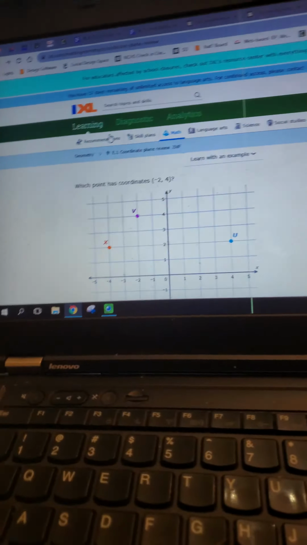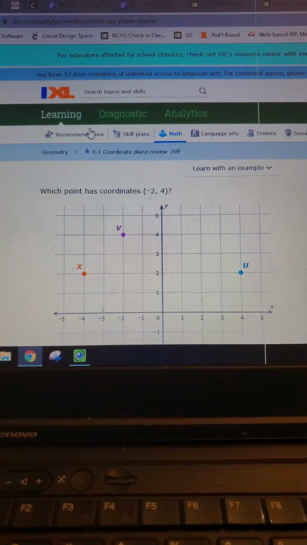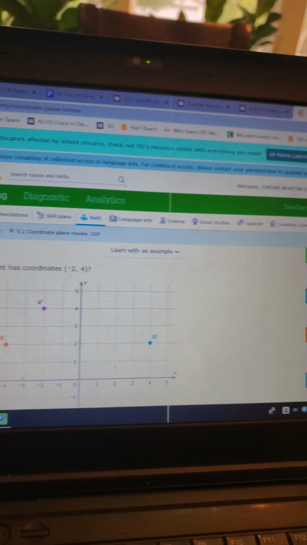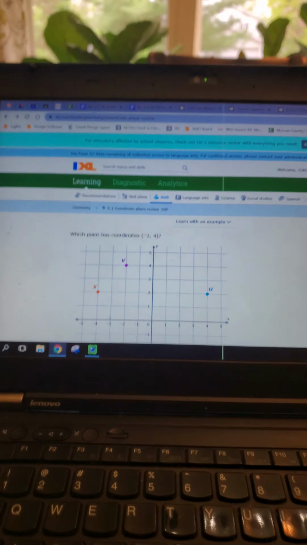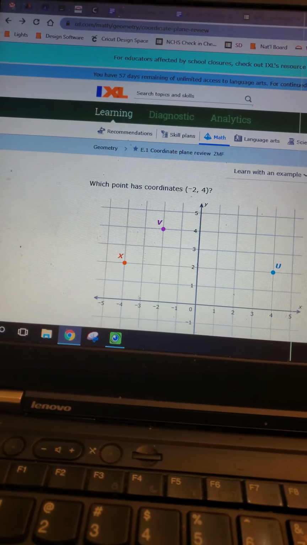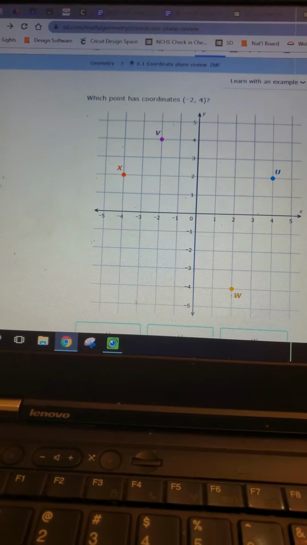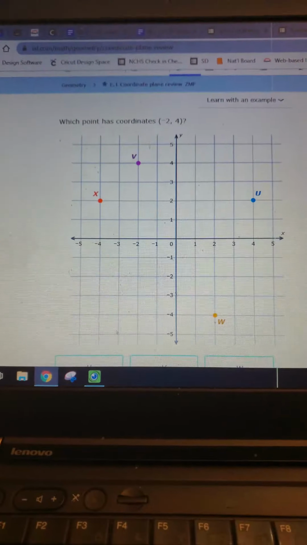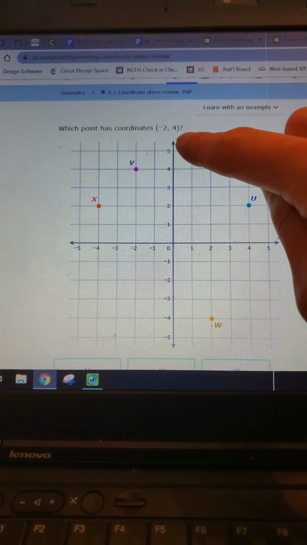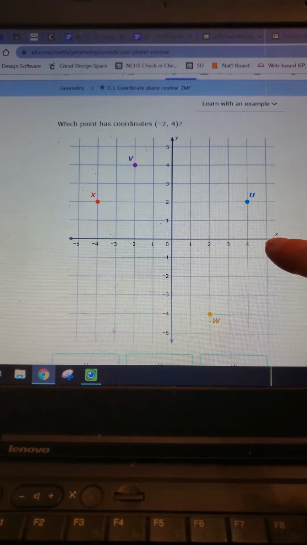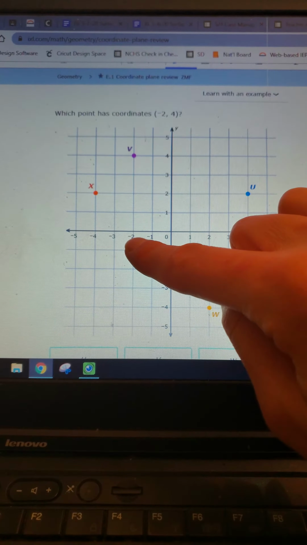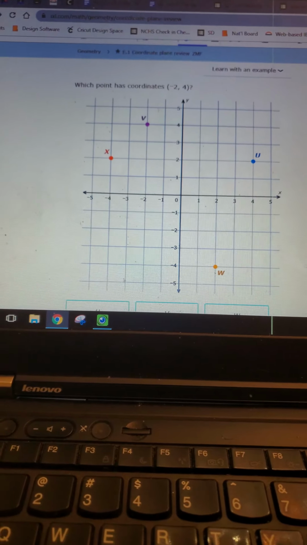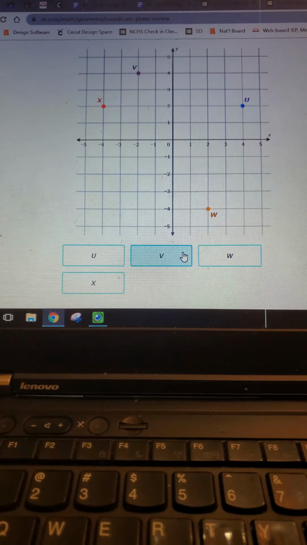And then IXL will have us do a couple of different things in the problems. We're going to work, what did I say, until a SMART score of 70. IXL is first going to ask us which point has the coordinate -2, 4. So remember it's x and then y. Here's my x-axis, so it's a -2. So I'm going to go over to -2. And then it's a +4, so it's that V point. I need to go down a little bit farther, so point V.